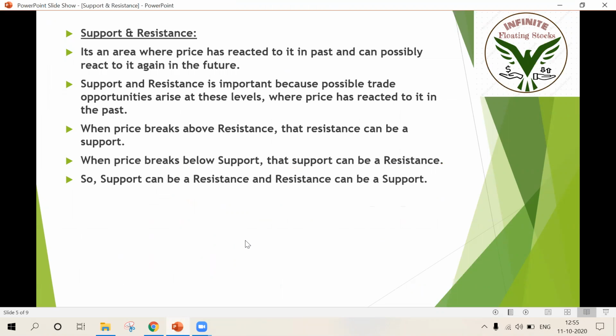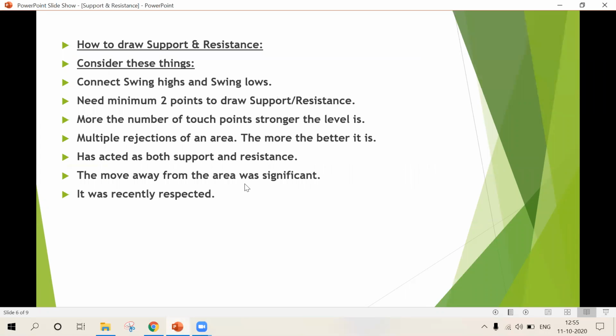Okay, so in simple words, support can also act as resistance, and resistance can also act as support. All right, so how do you draw support and resistances? All you need to consider are these very important things while drawing support or resistance.